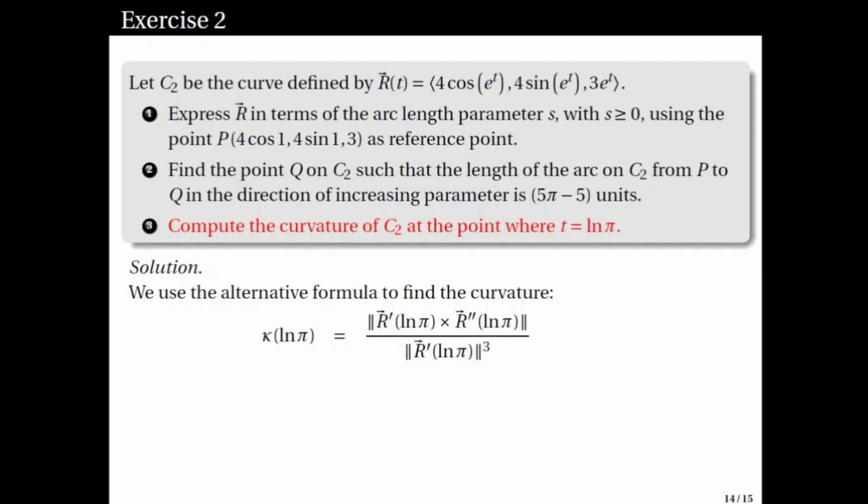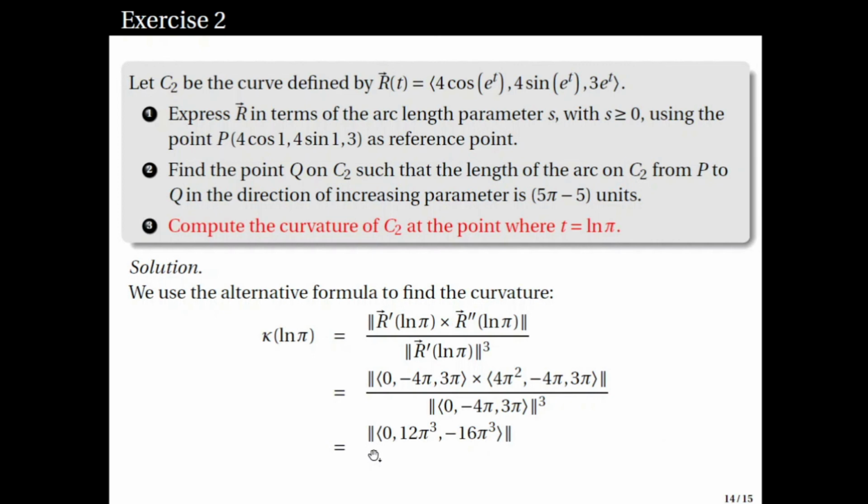You have the norm of the cross product of r prime and r double prime divided by the cube of the norm of r prime. So just substitute the vectors that we had earlier. And if you take this cross product, it should equal this one, divided by, so the norm of this will just be the square root of 0 squared plus 16 pi squared plus 9 pi squared, which is just the square root of 25 pi squared.